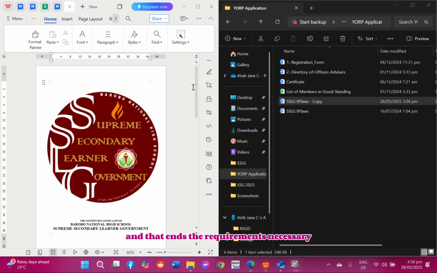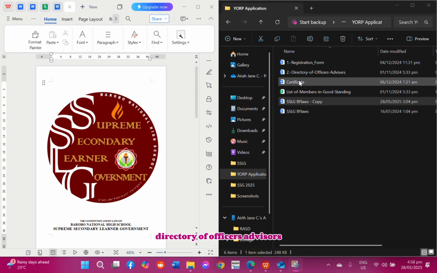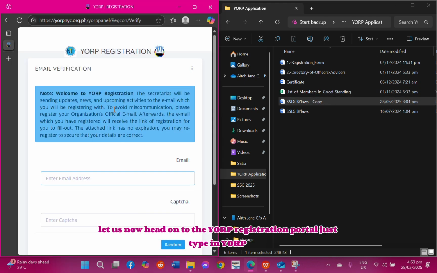And that ends the requirements necessary. Once again, let's have a checklist. We need a registration form, directory of officers, advisors, certificate, list of members in good standing, and the SSLG constitutions and bylaws. Okay, at this point, let us now head on to the YORP registration portal.